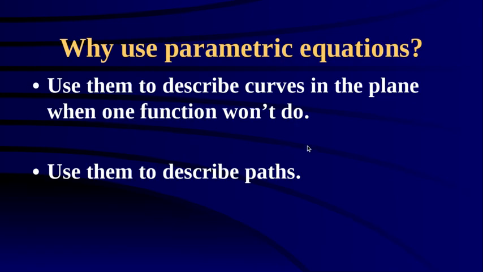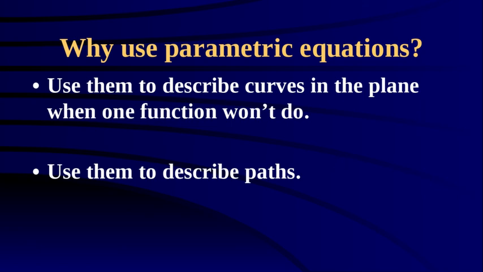So why do we use them? We use them usually to describe curves in the plane when one function won't do. When we get these basic non-functions, this would have failed the vertical line test in regular function mode, but as a parametric, it doesn't, because now x and y are dependent variables and t is the independent. We use this a lot to describe a path because you can find two positions rather than just one, which we're used to with regular functions.